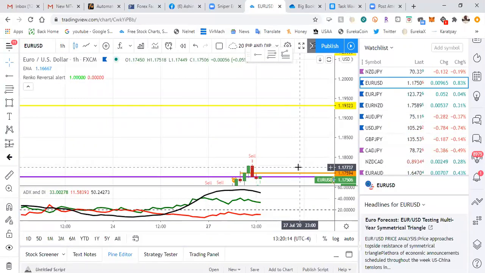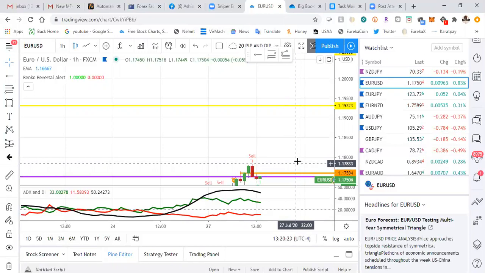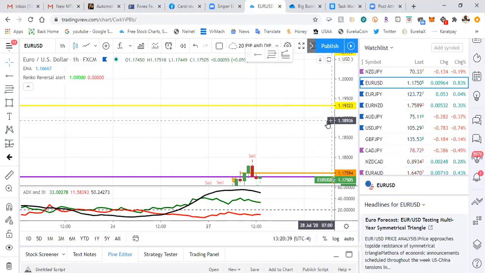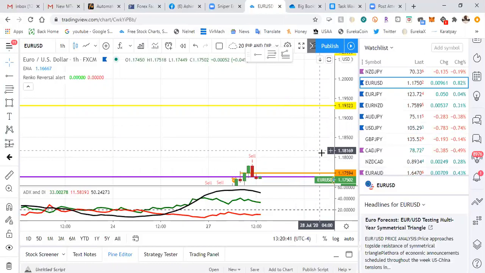So say for instance, here is where price is. It stopped at 1.17785985. So that would be basically 10 pips will be at 1.18, or you can do 20 at 1.18100. That's 20 pips, right? And that's where you're going to set your stop loss.